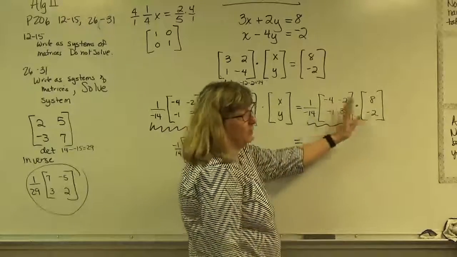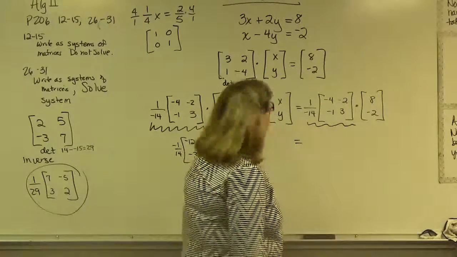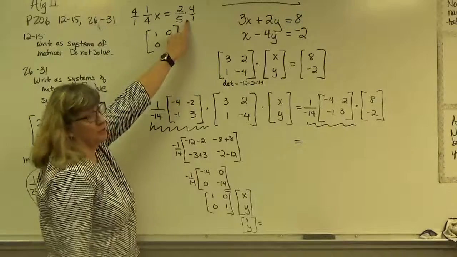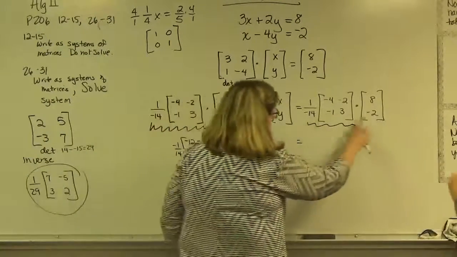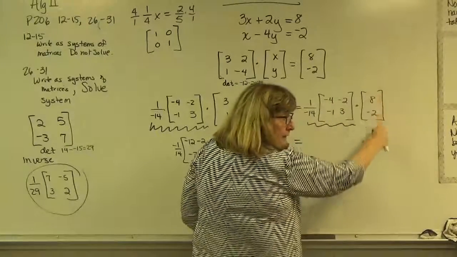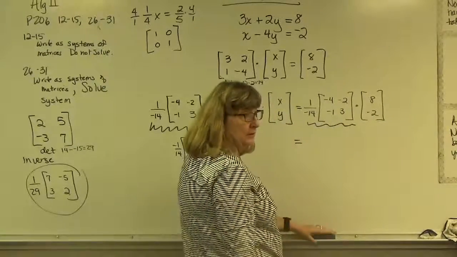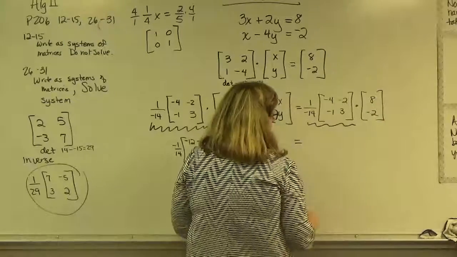Okay, on this, what are we going to do to solve it? What did we do to solve this answer up here? 2/5 times 4 over 1. Didn't we have to multiply? Same thing here, you've got to multiply row by column. So let's see, I think we're ready for Robert. What's first row, only column?